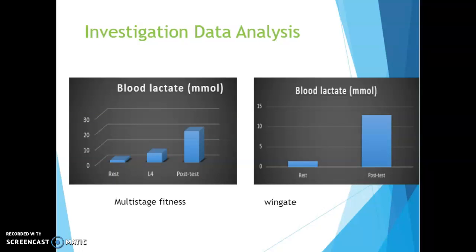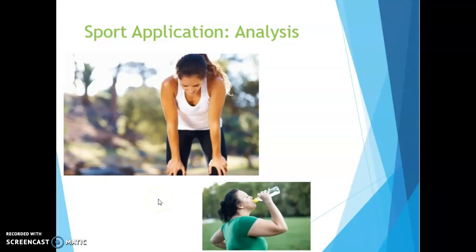As you can see by these graphs, which were taken for the multi-stage fitness and the Wingate experiment, the lactic acid content in the blood is very low at rest because the muscles haven't needed to produce it. However, during exercise, which is seen through the multi-stage fitness as L4, it increases, and then post-test it's very high because it needs to be taken away afterwards, and this is used in many sports. Once people start getting fatigue and ache in their muscles, this is usually the lactic acid building up.